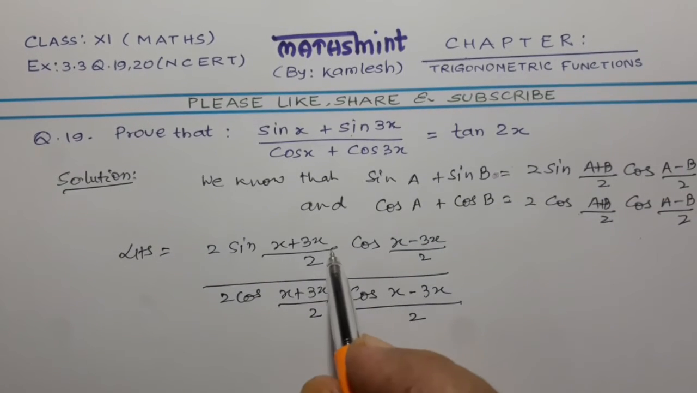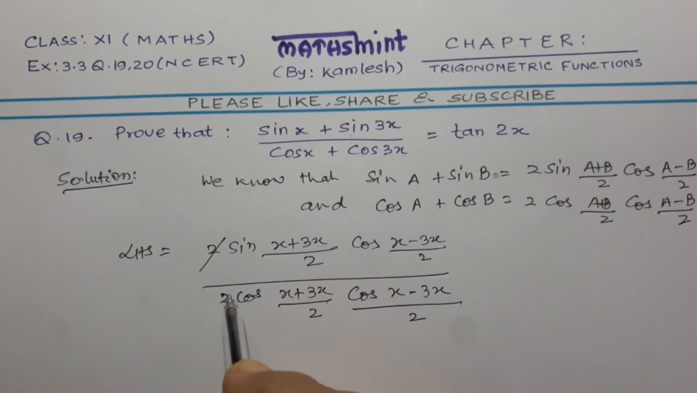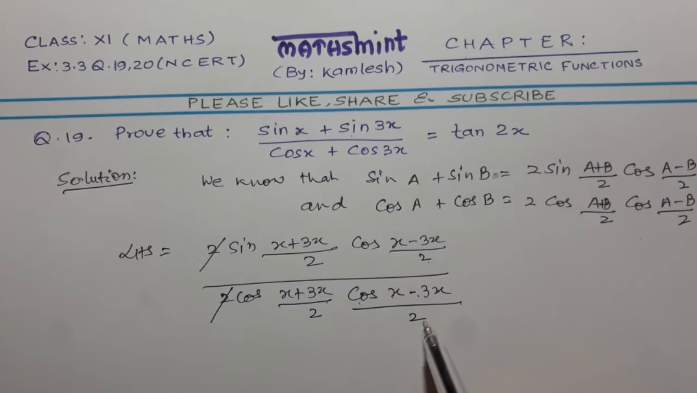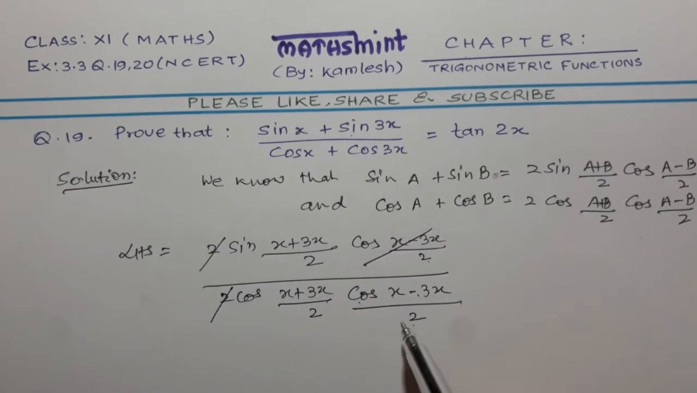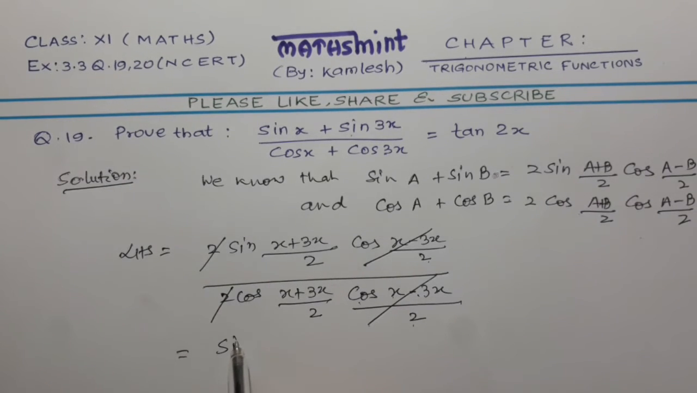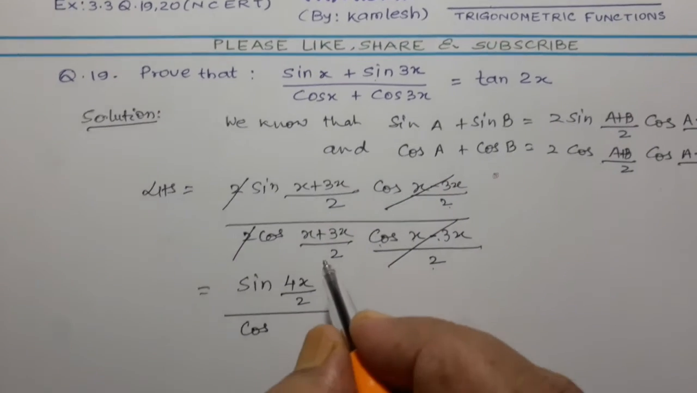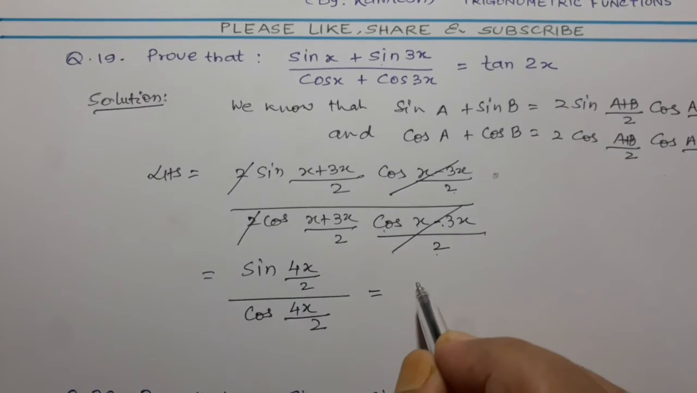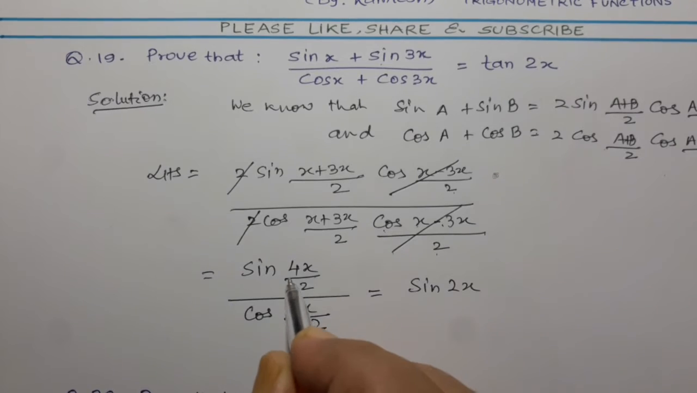We find that in numerator and denominator these two can be cancelled, this cos (x minus 3x) by 2 in numerator and this in denominator can be cancelled. So it will be sin, x plus 3x will be 4x by 2 in numerator, cos, x plus 3x will be 4x divided by 2 in denominator. It will be sin 2x, 4 divided by 2 is equal to 2, x will remain here.